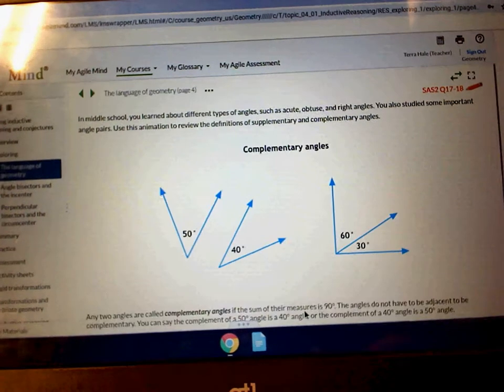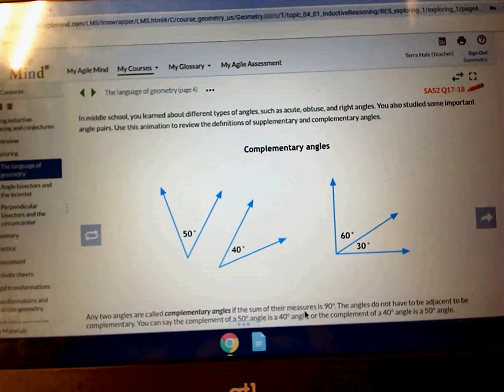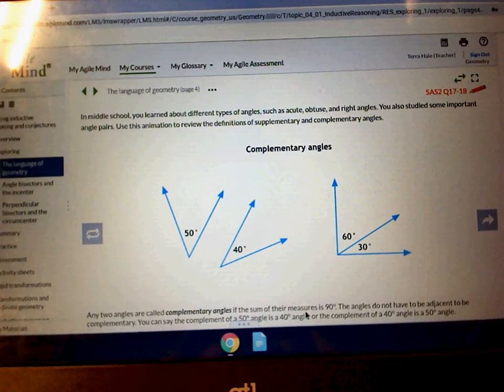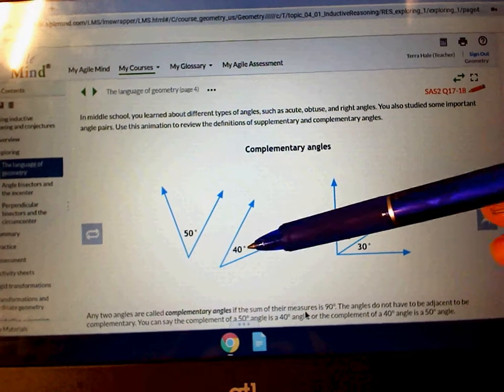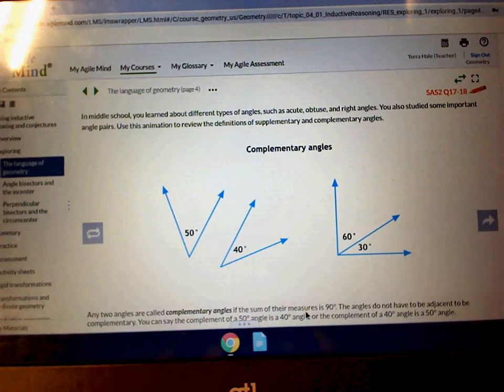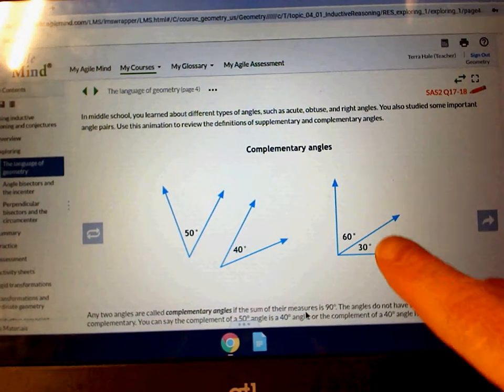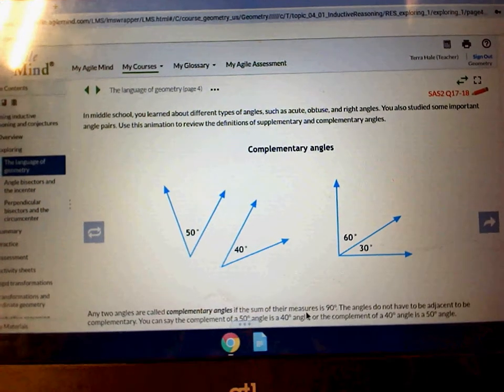There we go. So when we talk about complementary angles, we're talking about a pair of angles, or two angles, that have a sum of 90 degrees. So these two add to 90, these two add to be 90. Again, they don't have to be adjacent to each other. These are adjacent, those are not.